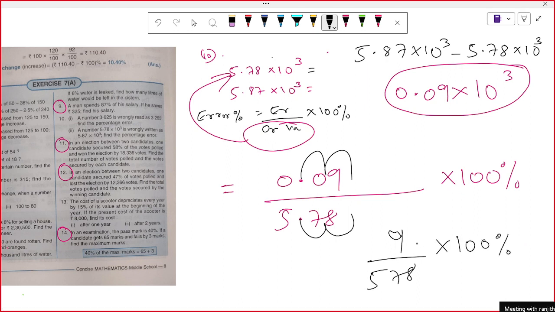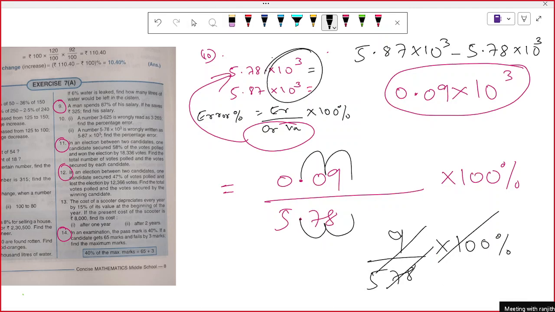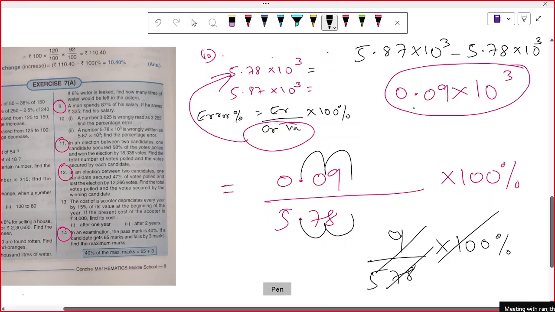9 divided by 578 into 100%. Reduce this and you get the same answer. We did this yesterday. The only difference is here I didn't expand this 10 to the power of 3. We took it common and we did.